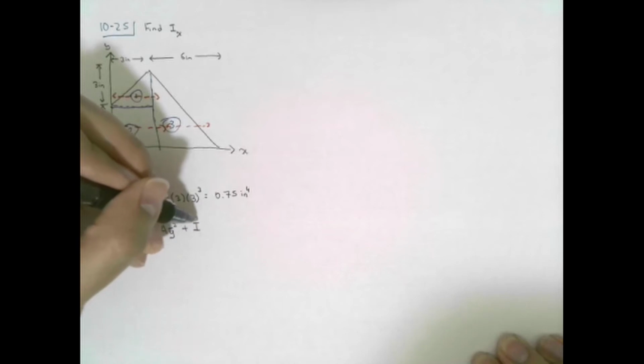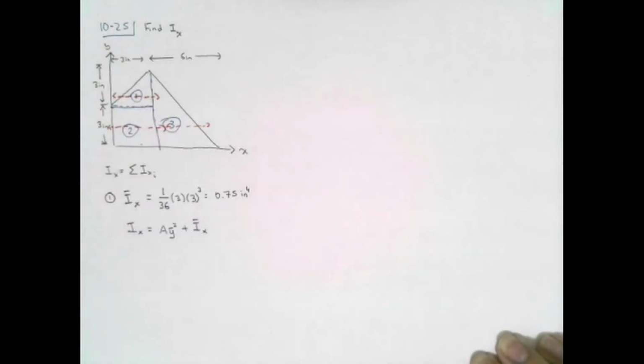If we want to translate this moment of inertia into the moment of inertia about the x-axis, we apply the parallel axis theorem. Remember, the parallel axis theorem tells us that the moment of inertia about the x-axis equals the area times the distance to the centroid squared plus the centroidal moment of inertia. So what do we have? For this triangle, my area is base times height over 2. So 1/2, 3 times 3.